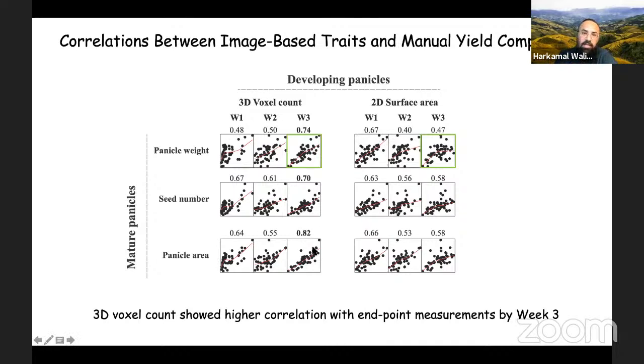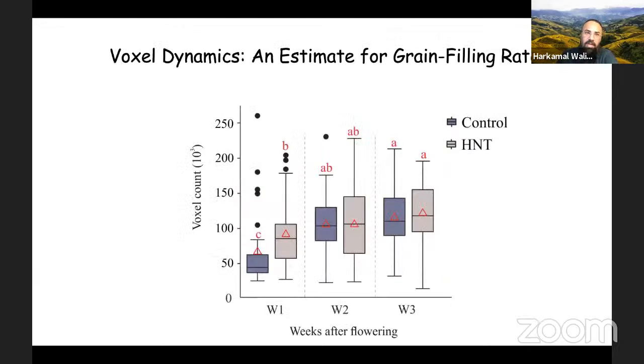Similarly, for panicle area, which we calculated by scanning the mature harvested panicles in a flatbed scanner, there is also high correlation by week 3. So that clearly showed us that we can reliably do this on a large scale, very backbreaking in some ways, and sometimes heartbreaking when you actually break the panicle while doing this. But it's doable.